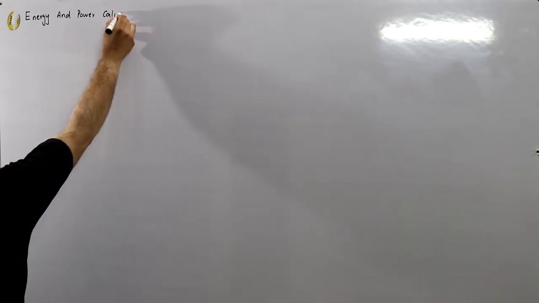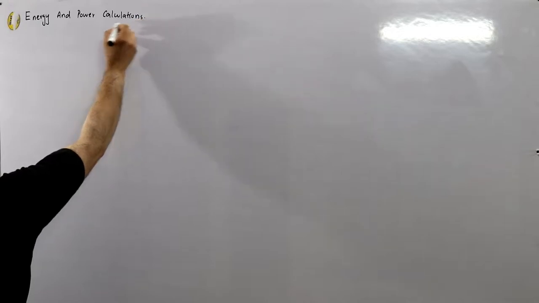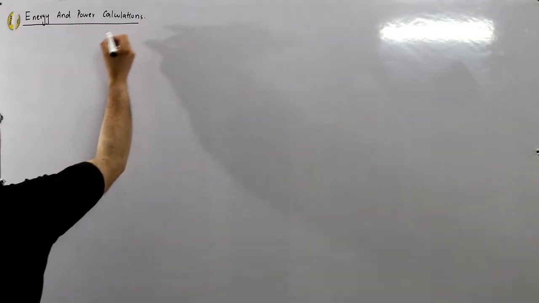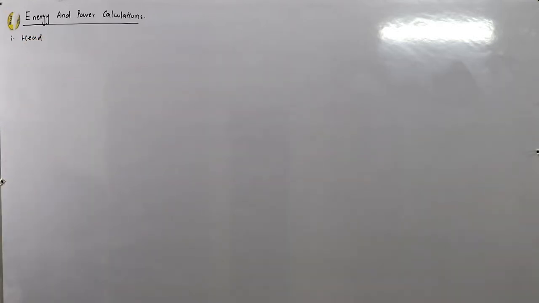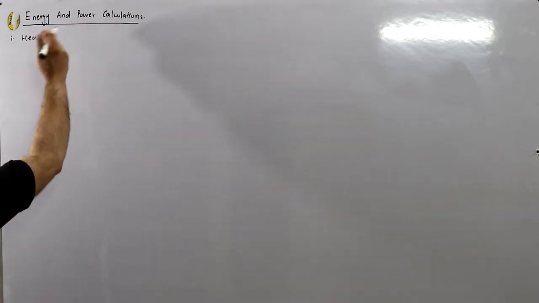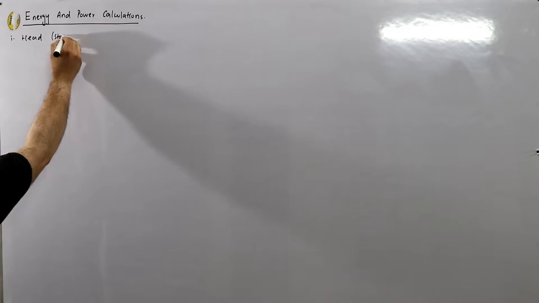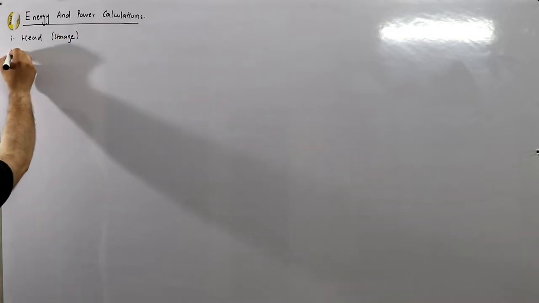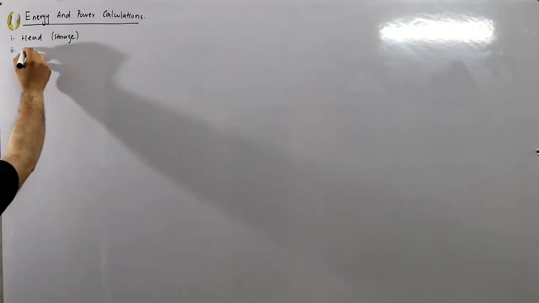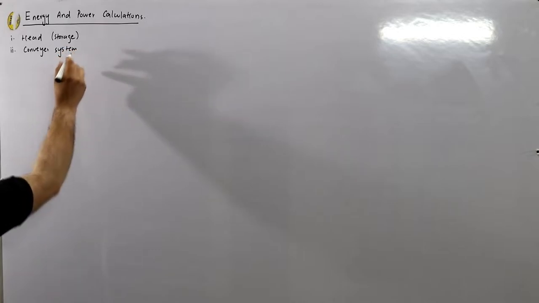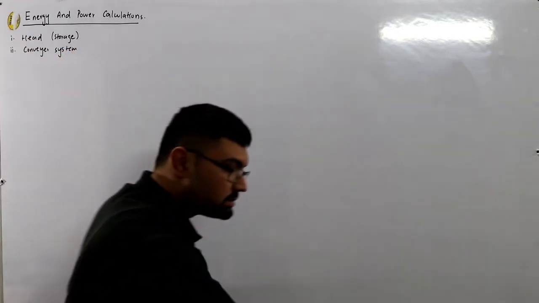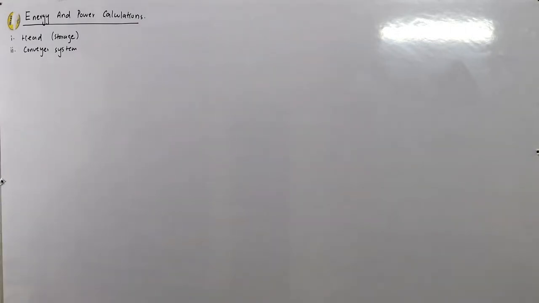What we have discussed previously was that there are three things associated here. Number one is the head. The head is the height at which the water is located, or you would say head storage, a storage at a height h. The second is your conveyance system, which conveys the water from that storage to the turbine or to the powerhouse. This is done through the penstocks.